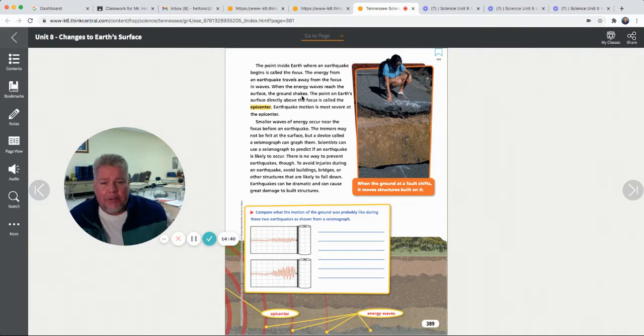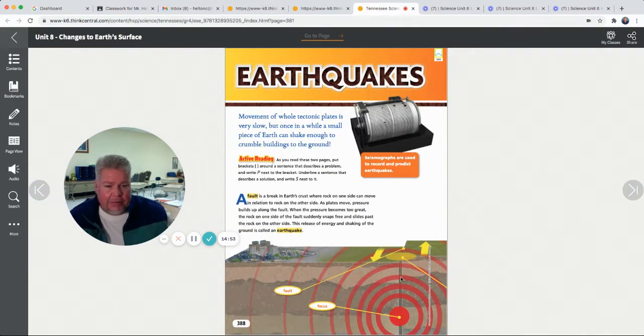The point on Earth's surface directly above the focus is called the epicenter. Earthquake motion is most severe at the epicenter. So you can see in your book, but you can't really see because I've got it digitally here. Right above this place, right above the fault line, is the epicenter. It's where the earthquake is going to be the strongest. It's where the ground is going to shake the hardest, at the epicenter.